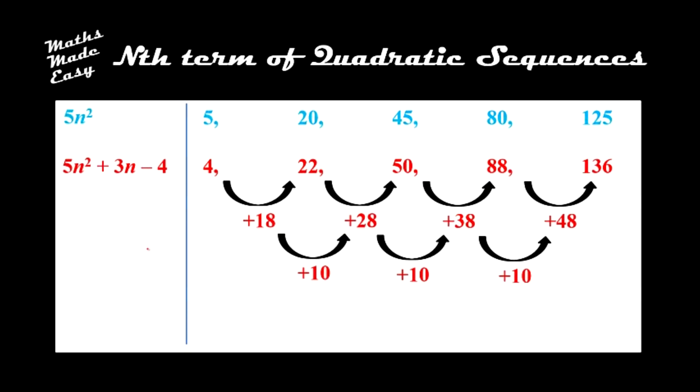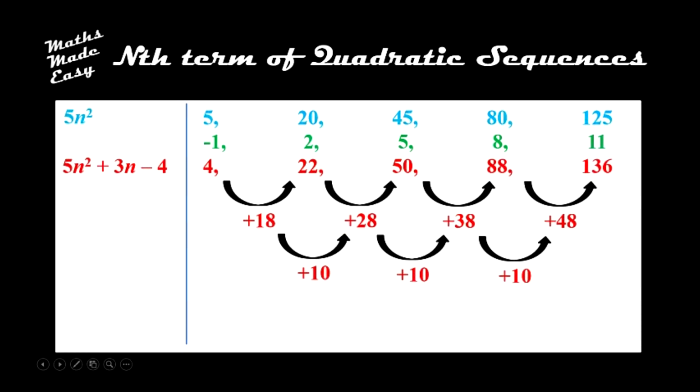Now, the really clever part comes next. What you say is, if this is 5n squared, and this is the sequence I'm after, what do I need to do to each of these terms here to get from 5n squared to my sequence? And that will form a sequence itself. So to get from 5 to 4, I take 1. To get from 20 to 22, I add 2. 45 to 50, I add 5. 80 to 88, add 8. And then add 11.